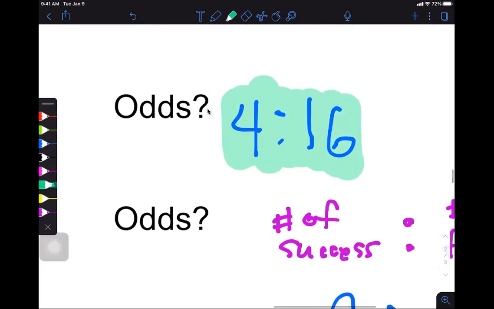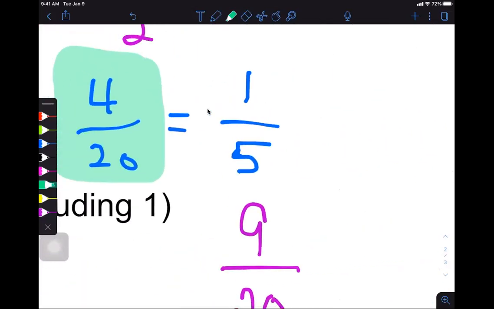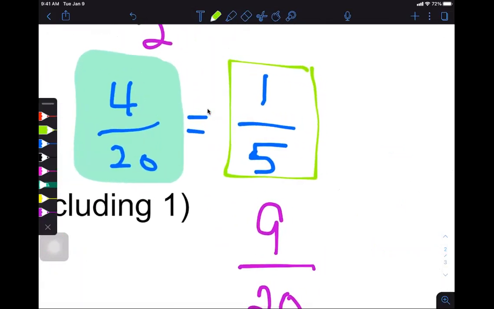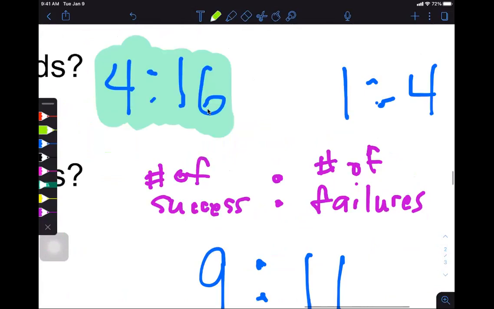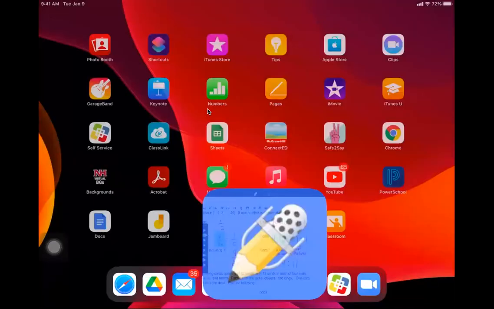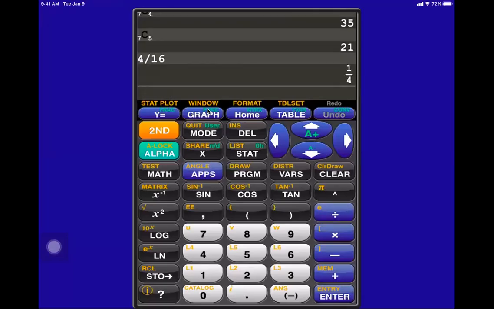Yeah. Now, when we reduce our fraction, you get 1/5. So that means for every 1 success, which means it's a perfect square, there are 4 non-perfect squares. And that's how you get your total of 5. So that's how we get our 1 to 4. If you put 4 divided by 16 in the calculator, that reduces to 1/4. So odds work just like fractions do, where you can reduce them. We always want to have a reduced total.